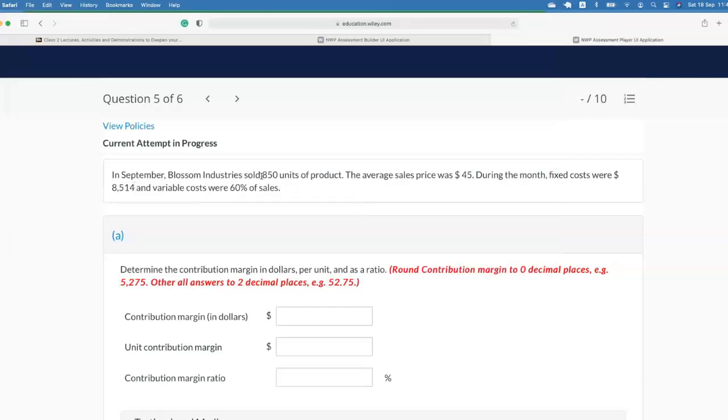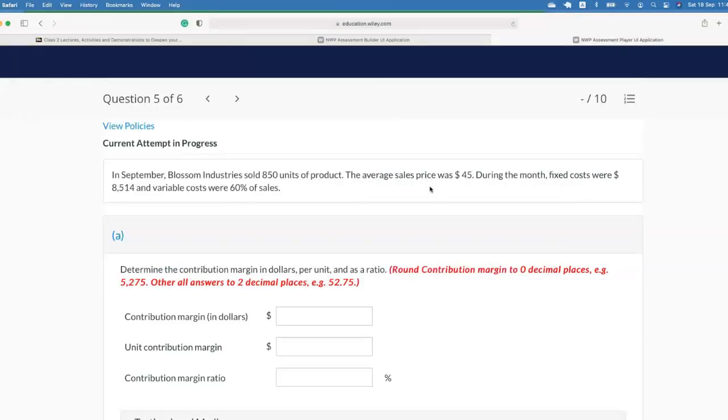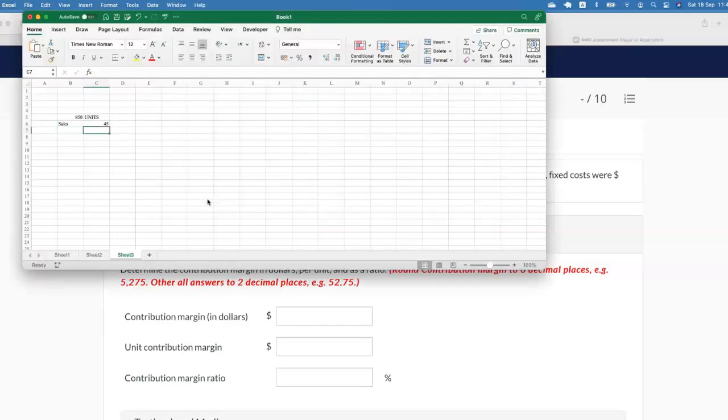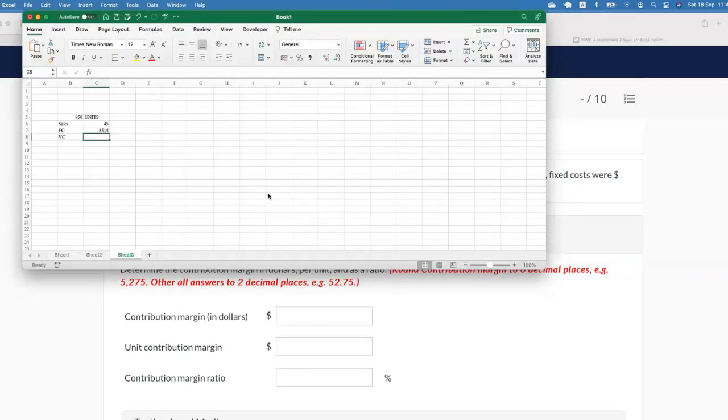Here we have the number of units sold, 850 units. The average sales price was 45. During the month, fixed costs were 8,514. And the variable cost is 60% of sales, so times 0.6. Now you get the contribution margin ratio right off the bat. It's 0.4, 40%, which is 45 minus 27. In dollars, so I'll just mention here 100%, 60%, and 40%.